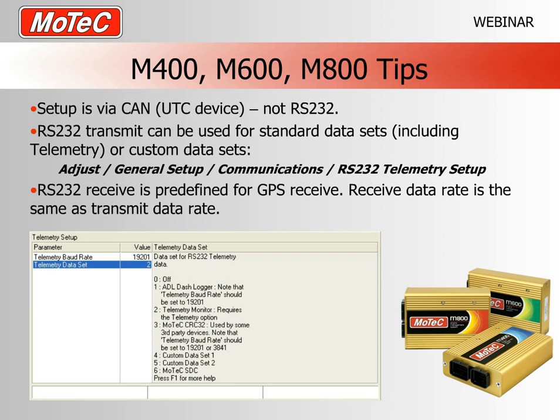So in the case of these ECUs, we have data sets similar to the ones on our earlier ECUs, such as the M48. In this case, they are data sets 1, 2, and 3, as you can see on this list below. Once again, this is effectively the same as those 5, 6, and 7 sets on the earlier ECUs. The third one uses CRC32, which is a better error correction mechanism. The second one is our telemetry setting, and the first one is our normal dash-logger data set.